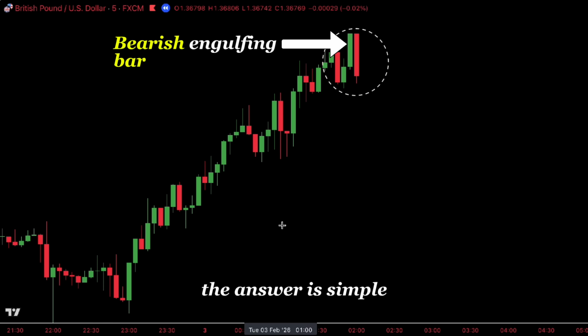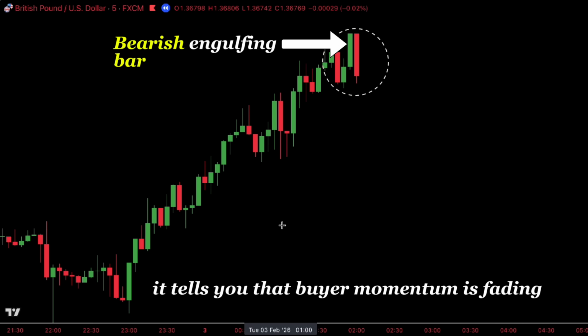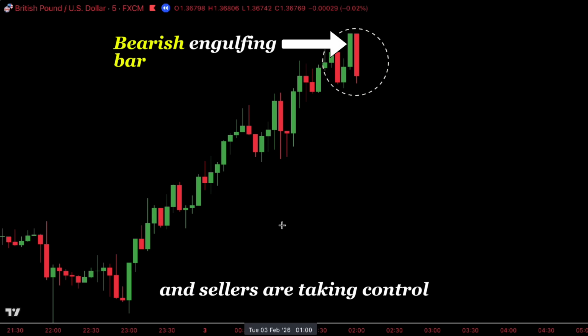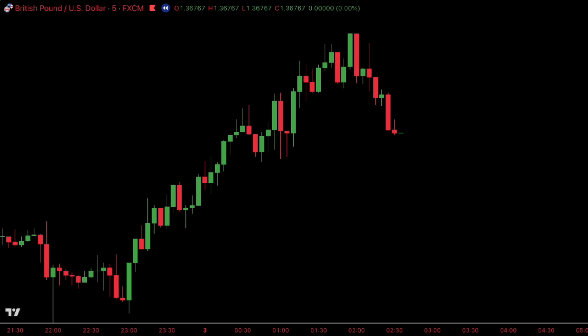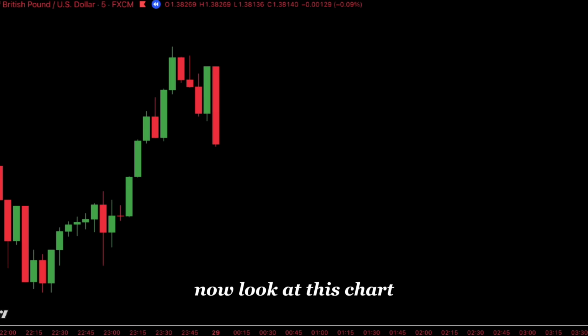The answer is simple. A bearish engulfing is a reversal signal. It tells you that buyer momentum is fading and sellers are taking control. And look at what happened next. The market dropped.